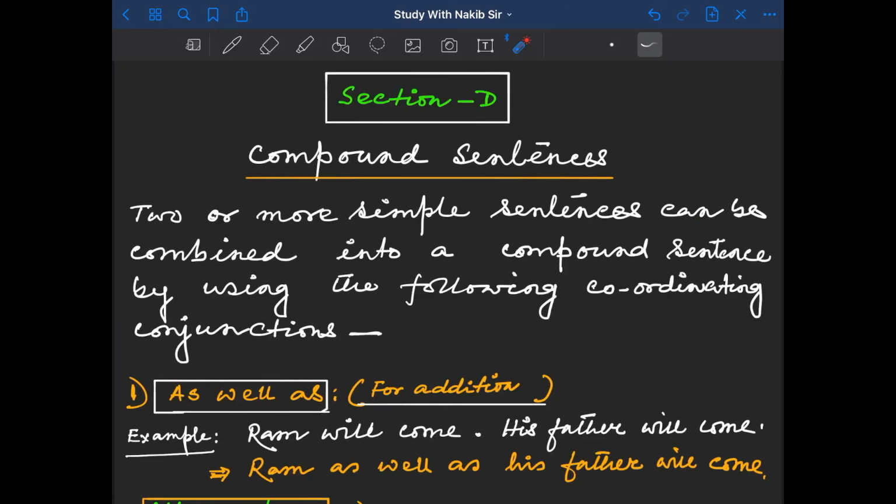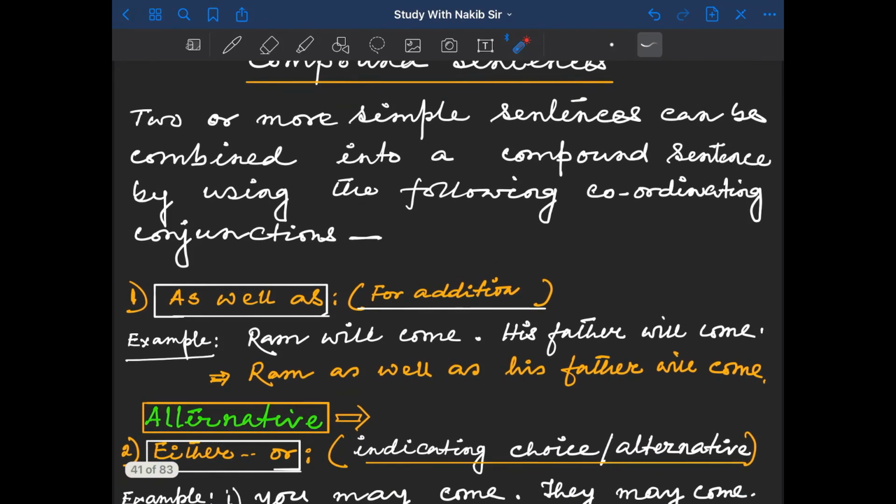Section D, compound sentences. The ICSE students can combine the given sentences into a compound sentence also, on one condition, that the combined sentence must not have and, but, or so. Now see how 2 or more simple sentences can be combined into a compound sentence by using the following coordinating conjunctions. Number 1, as well as.